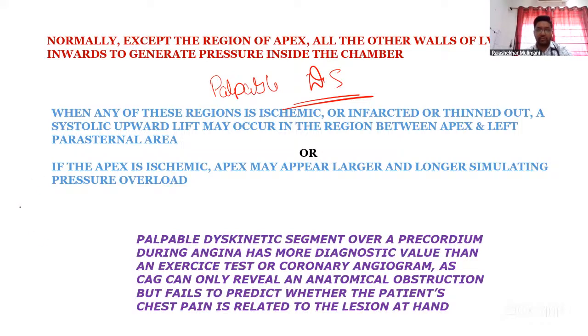What it means is, if the patient presents with chest pain, you do the coronary angiogram, and if the blockage is 80%, you don't know whether this 80% obstruction has produced the symptoms or not. If they have a palpable dyskinetic segment along with an 80% obstruction and chest pain, this becomes a very sensitive sign. Yes, the dyskinetic segment is due to the obstruction and you need to repair it.